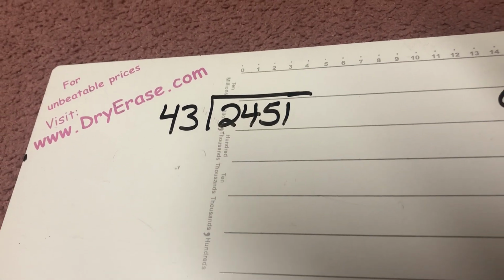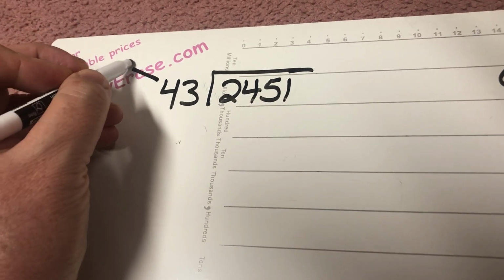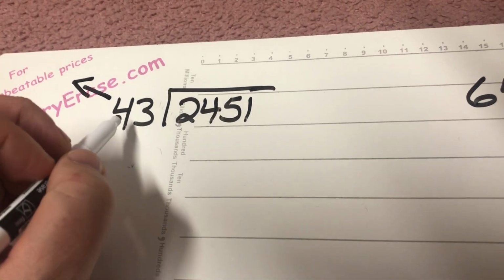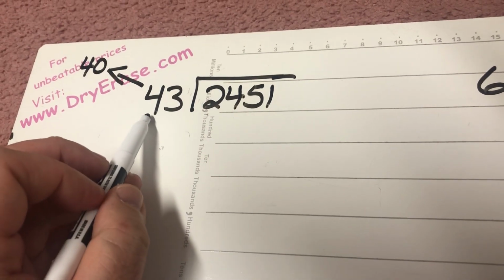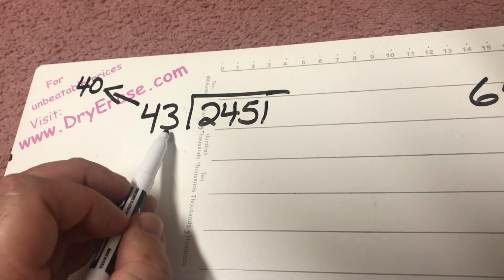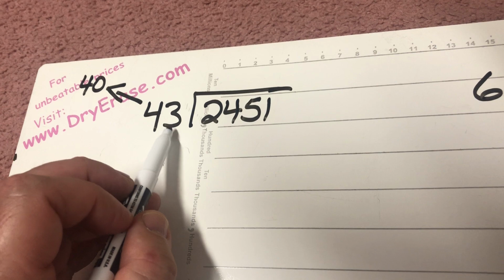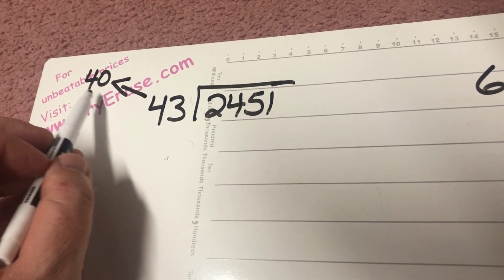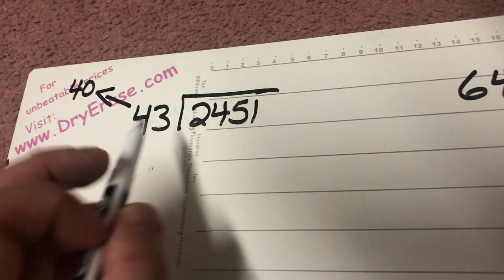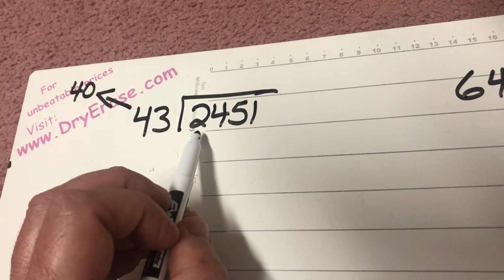2,451 divided by 43. Well, once again, we're going to think 43. I want to round that. I think that's going to round to 40 because the 4 is in the greatest place value. The 3 tells me to round down because anything less than 5, I round down. So my 4 stays a 4. It becomes 40.